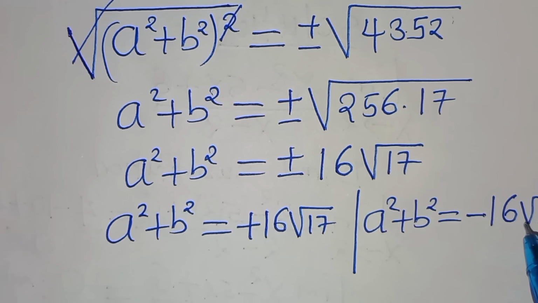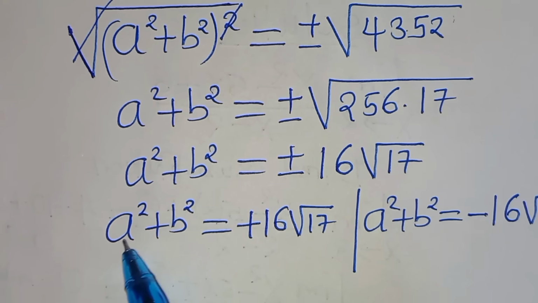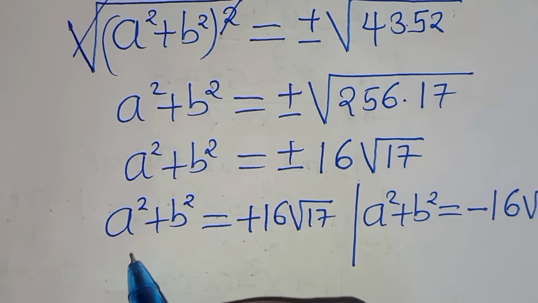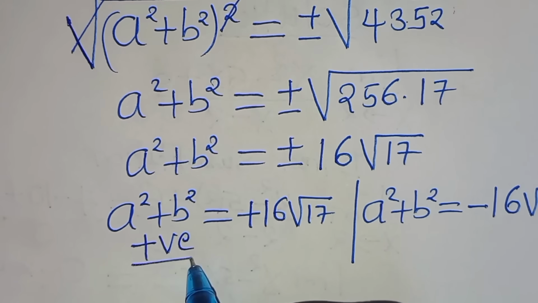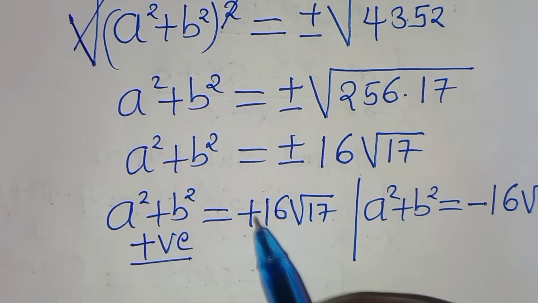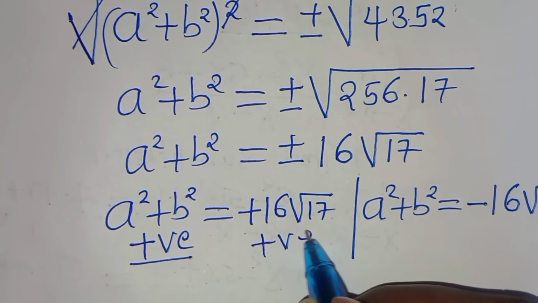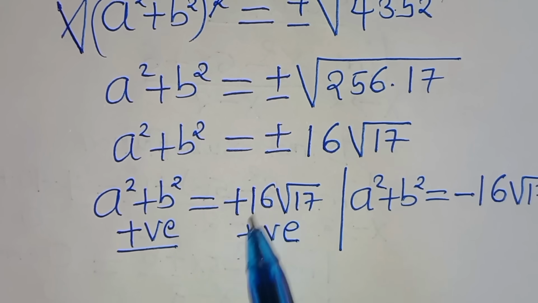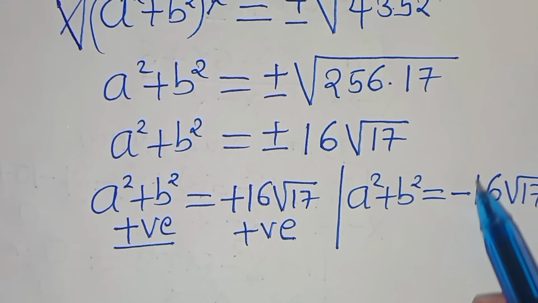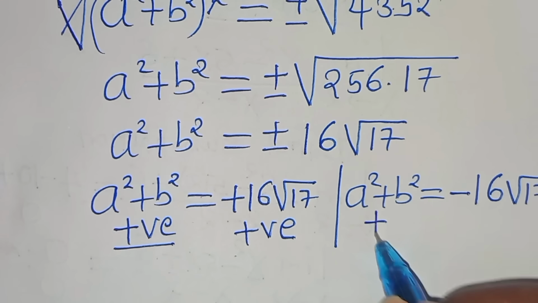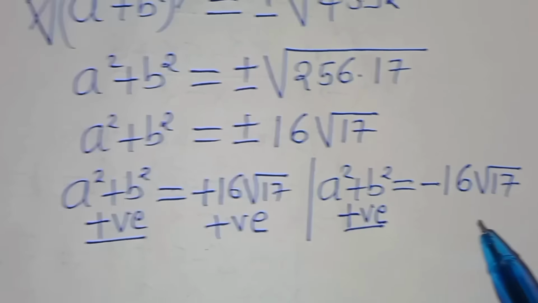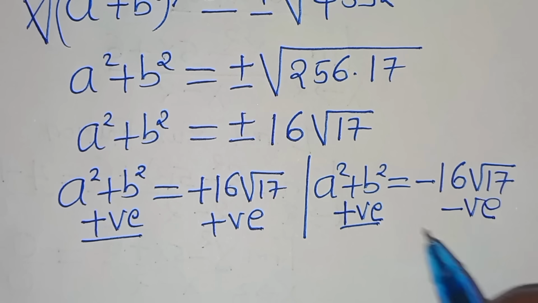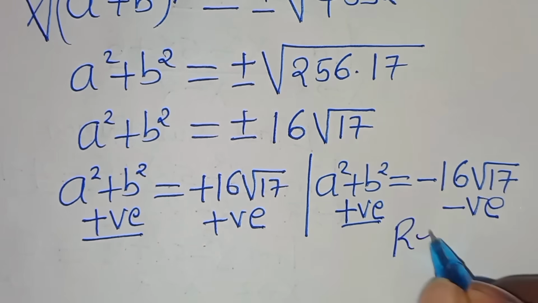But now, since we have that a squared plus b squared, this is supposed to give us a positive value. So a squared plus b squared is a positive number, and on the right hand side, we have also a positive number. So this means we can proceed to solve for the value of a plus b from here. But on the other side, a squared plus b squared is a positive number, but here minus 16 square root of 17 is negative. So this part is rejected.